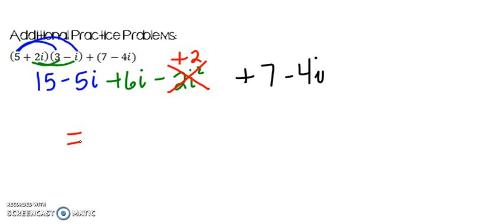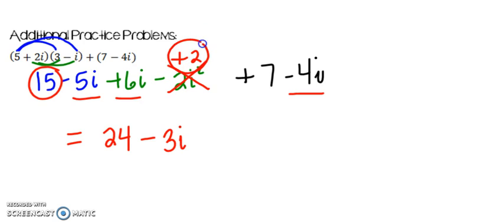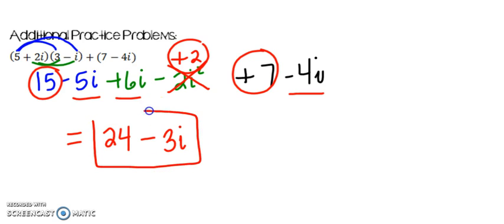So now I have 15 plus 2 gives me 17 plus 7 gives me 24. Negative 5 plus 6 gives me positive 1. Minus 4 gives me negative 3i. So basically I just went through and I combined all my like terms. So these guys all went together. 15, 2, and 7 gives you 24. Negative 5, positive 6 gives you positive 1, minus 4 gives you negative 3. So there's your final answer.